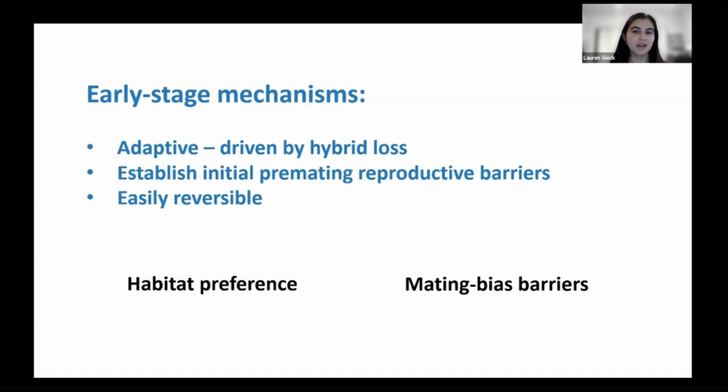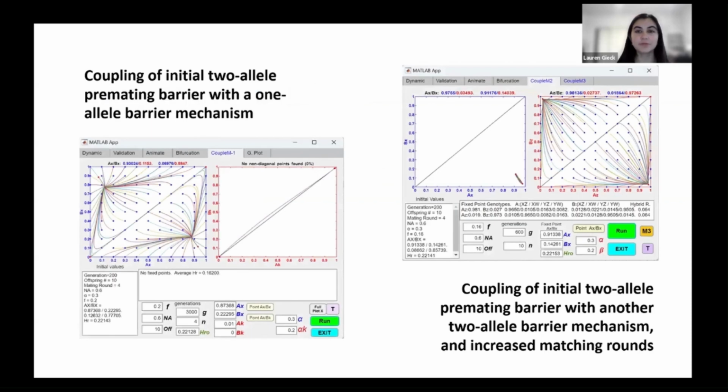As mentioned earlier by Karen, because habitat preference barriers are more readily established than the two allele mating bias barrier, establishing habitat preference first and then coupling it with mating bias presents a possible pathway for initiating pre-mating reproductive isolation in sympatric speciation. But also something to note is both of these are much more easily reversible. So let's go ahead and look at some of the results.